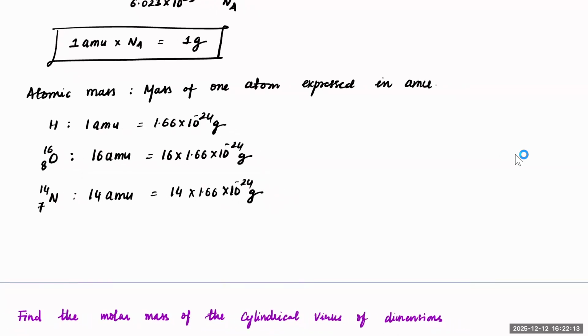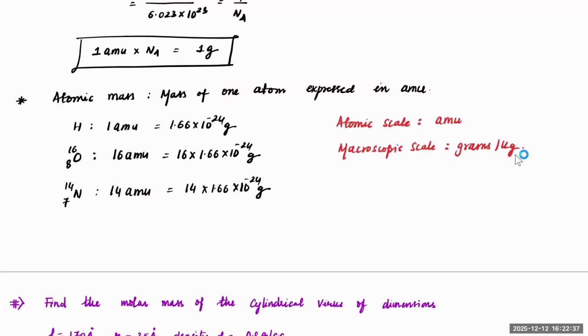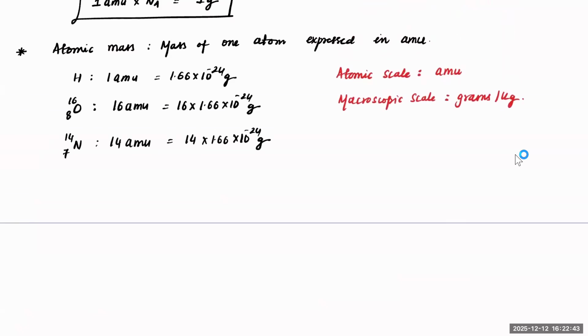Now, in short, if it is about atomic scale, we use the terminology AMU. If it is a macroscopic scale, it would be better to represent in grams or kgs. Got it? That is what we are supposed to do. Clear on this point? Yes.